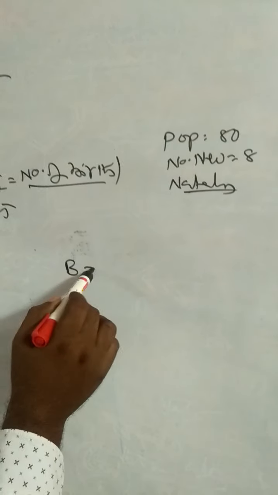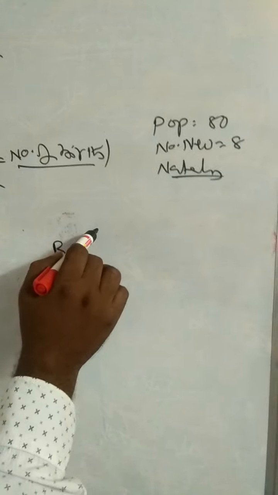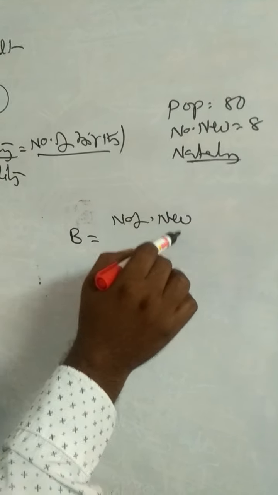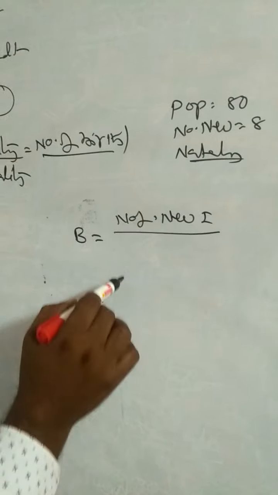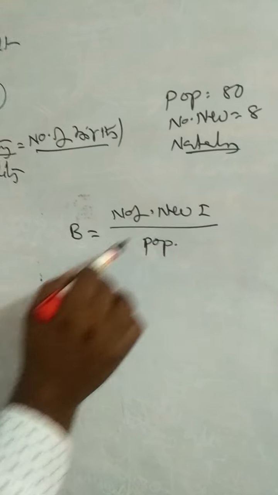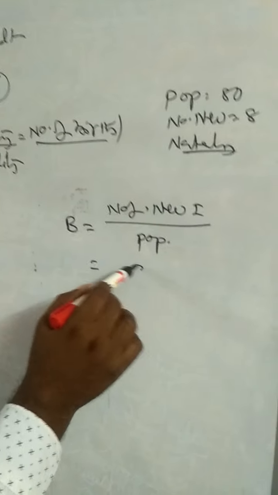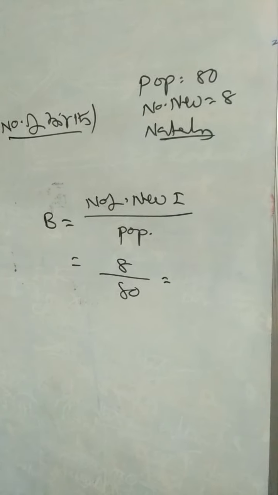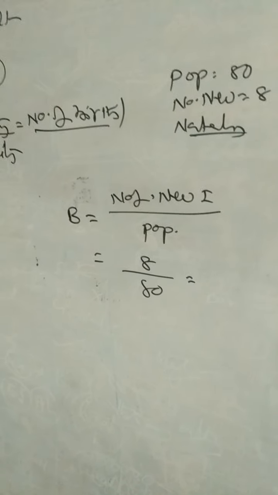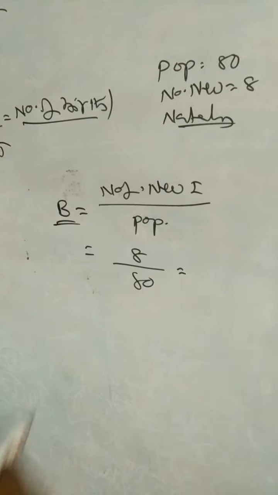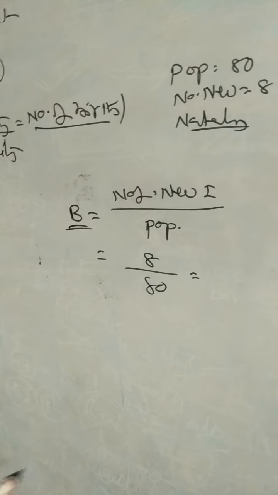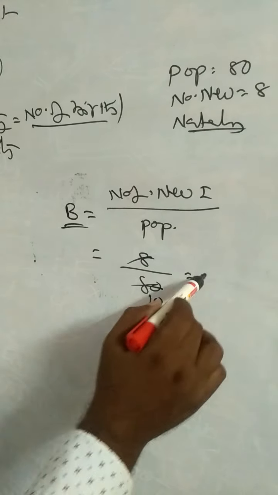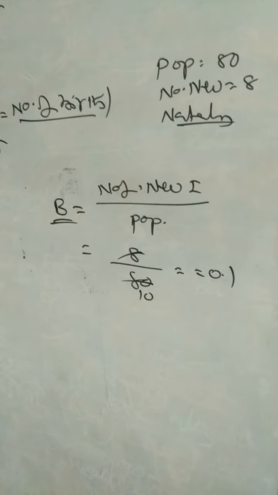Formula: birth rate B is equal to number of new individuals by population. Here the number of new individuals is 8. The total population is equal to 80. So birth rate B is equal to 8 by 80, 1 by 10, that is equal to 0.1.